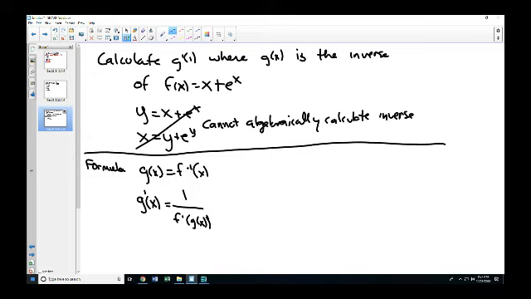Is that for all inverses too? Yeah, it works for all of them as long as, well, let's put our qualifiers in there. f of x is differentiable.